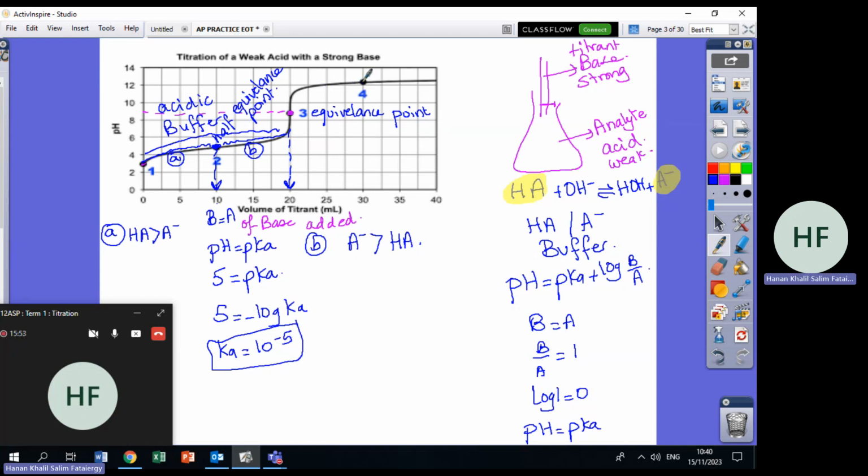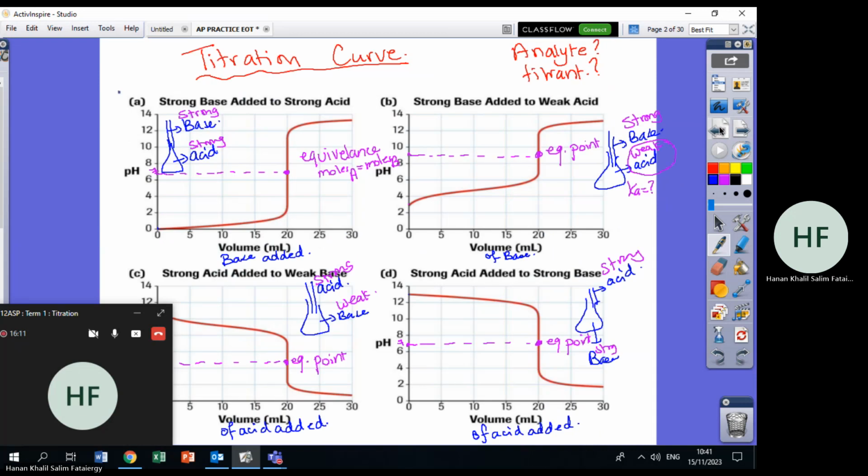Now point number 4, this is the basic region where I have only the strong base and the pH is 12, which means I have strong base. Okay, so I want you to concentrate on the equivalence point and the half equivalence point. Let's go back to this question. If I have a strong acid and a strong base, they do not have Ka and they do not have Kb. Here I have a strong base being titrated with a weak acid. Now the weak acid has a Ka. I need to know how much the Ka is. Where do I look?